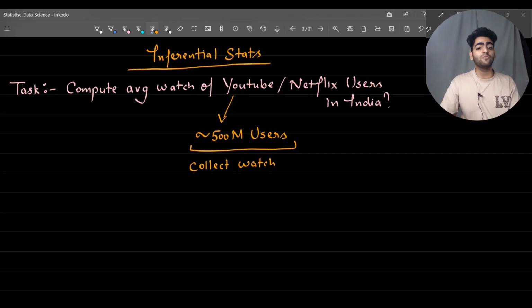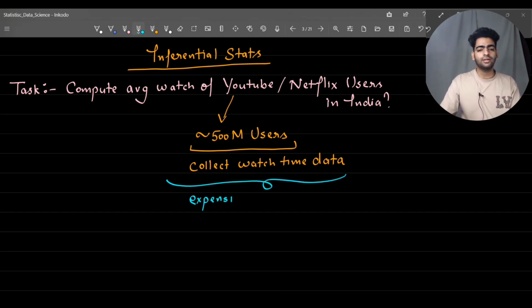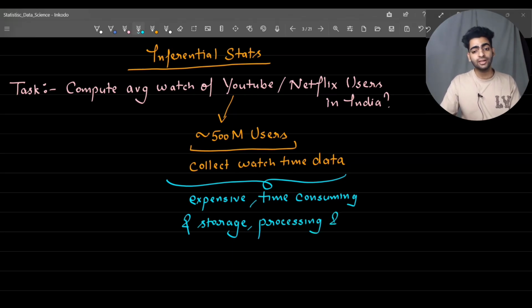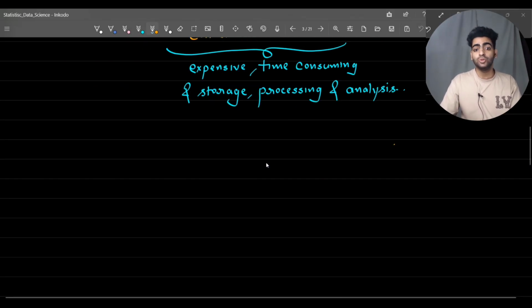So it means I have to collect the watch time data for all the 500 million users, but it will be quite expensive, and it will be quite time consuming as well, just to collect this huge chunk of data, right? And it will be so impractical, because we have to store this data, we have to pre-process this data, and then we have to analyze this data so that we are able to answer what is the average watch time of YouTube users in India.